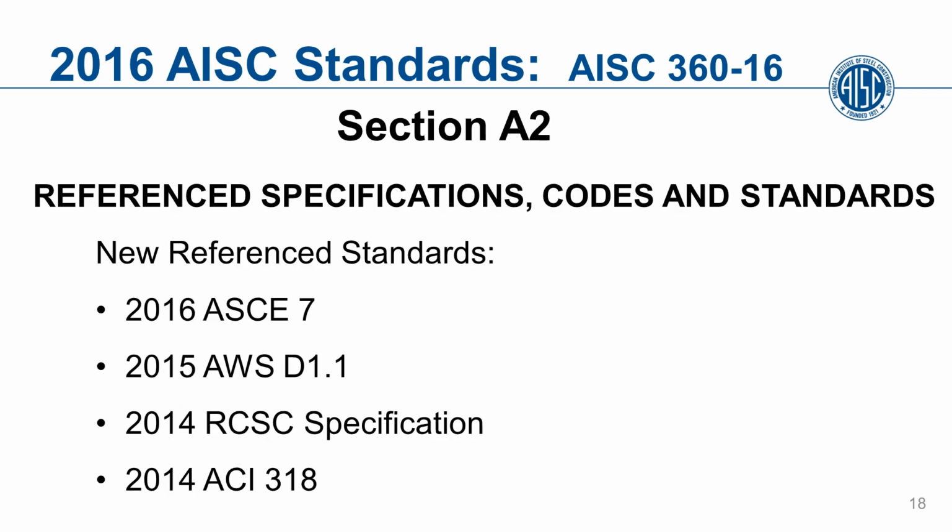Getting on to the changes that you'll start to see in the 2016 specification, there are new specifications referenced. The references are the 2016 AISC 341, the 2015 AWS D1.1, the 2014 RCSC specification, and the 2014 ACI 318.